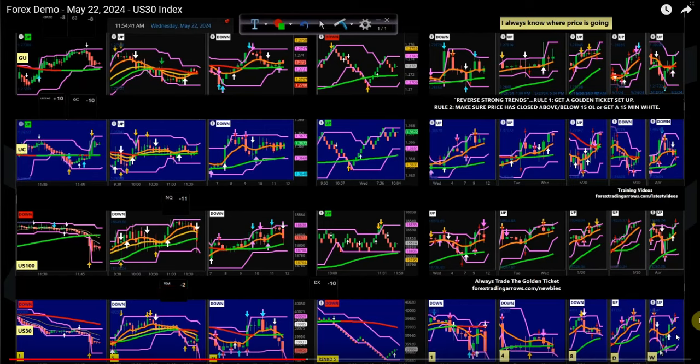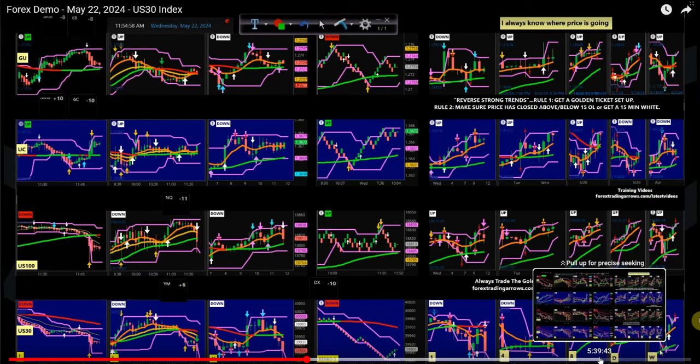But there will be times when I come in the room and it's bouncing off things like flipped up daily BB band or flipped up 8-hour BB band. So my bias for the day will be up, but my overall bias is that the Dow will probably go down more over the next couple of weeks. Okay, but we'll see.